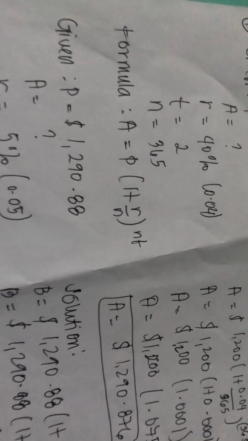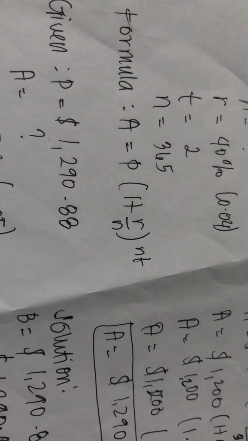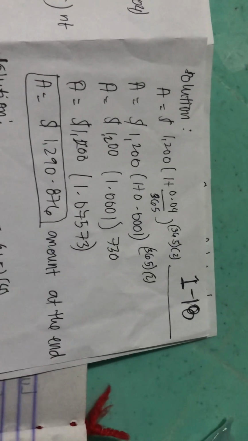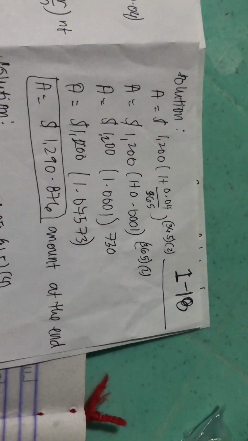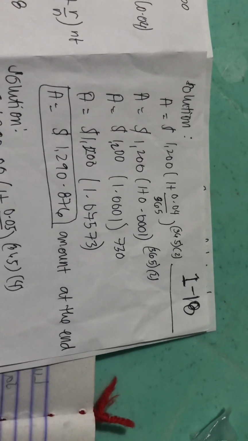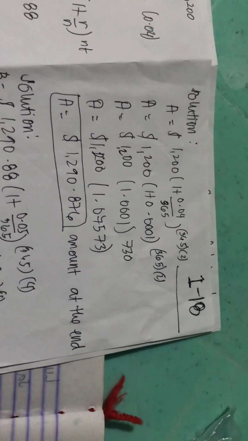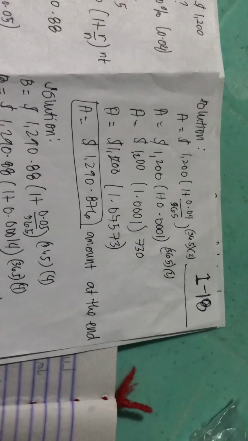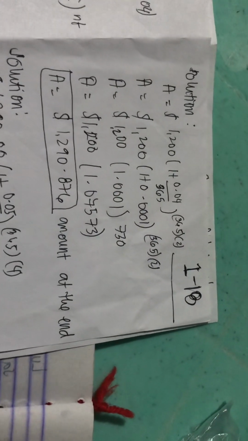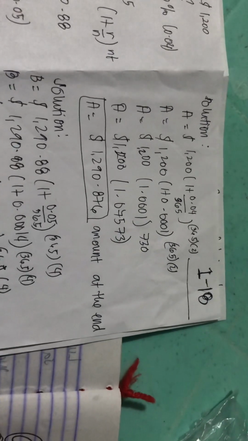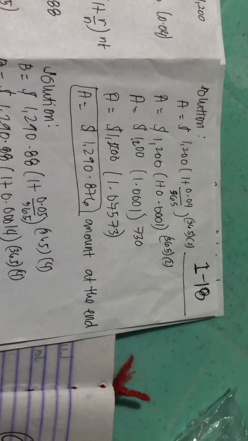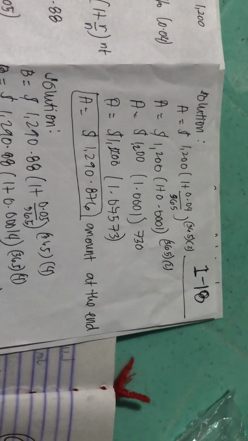A equals P, open parenthesis, 1 plus R over N, close parenthesis, at the top of that is the time and years. Then here is the solution. Just copy the principal amount of 2 plus 1 plus 0.04 over the years. Then copy the 365 at the top, then the 2. So copy again the 2, then 1 plus 0.001, then copy the 365, then the 2.